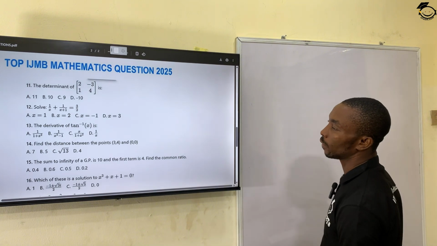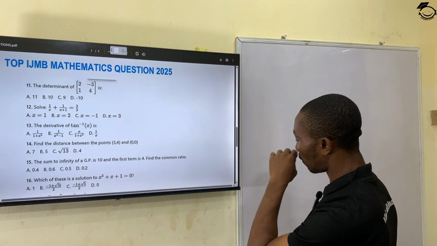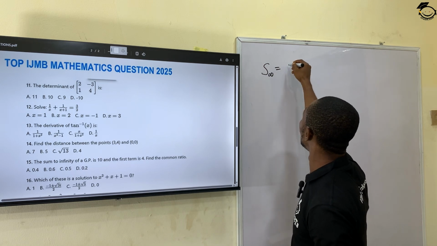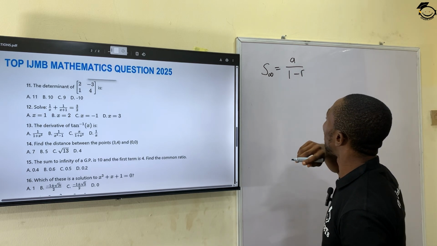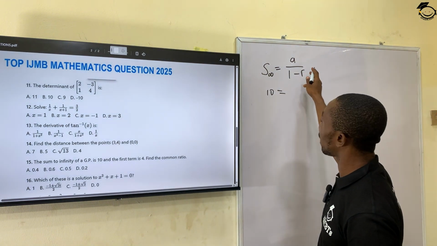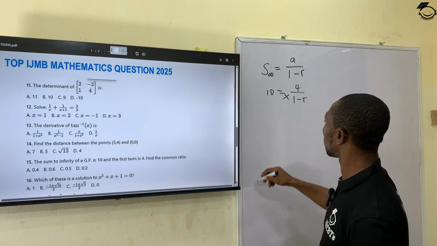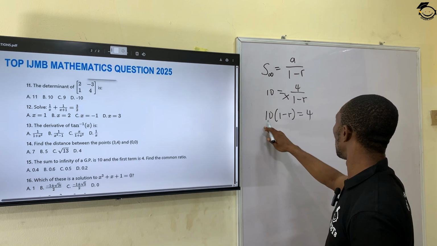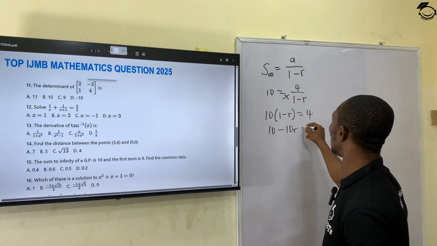The sum to infinity of a GP is 10, and the first term is 4. Find the common ratio. Now we know that our formula for sum to infinity is S equals a over 1 minus r. Now, they've given us the sum to infinity as 10 equals our a, which is the first term, as 4 over 1 minus r. Now we cross multiply. This gives us 10 bracket 1 minus r equals 4.